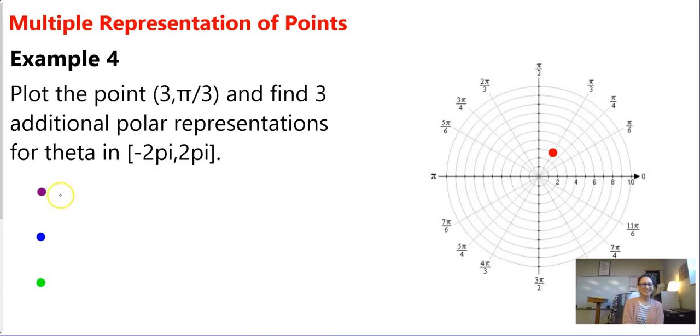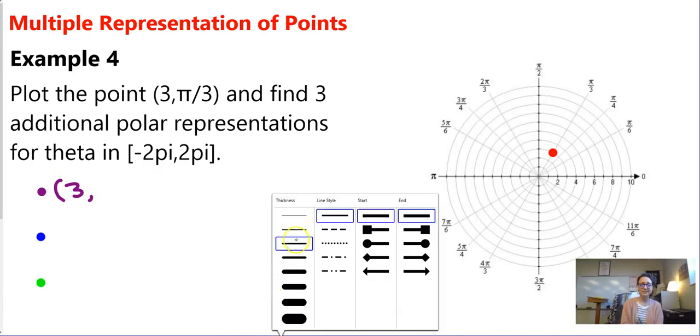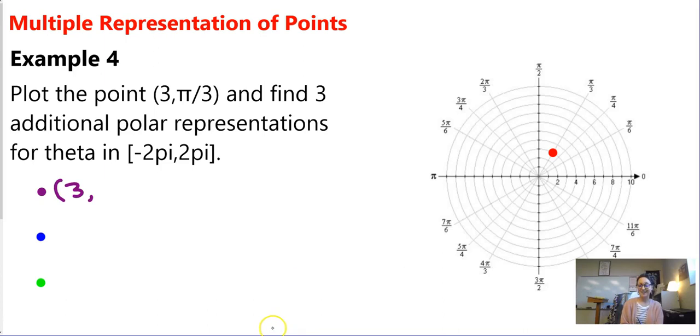Now we want to find 3 more representations, and according to that previous screen, one way is to keep r the same. So I'm going to hold r, and then I could add or subtract multiples of 2 pi to my theta. Now, if I add 2 pi, I'm going to be in trouble because I'm going to be over 2 pi, and it said to stick between -2 pi and 2 pi. So what I'm going to do is subtract 2 pi, which with a denominator of 3 would be 6 pi over 3, right? So my r is still 3. 1 pi over 3 minus 6 pi over 3 will be -5 pi over 3, right?